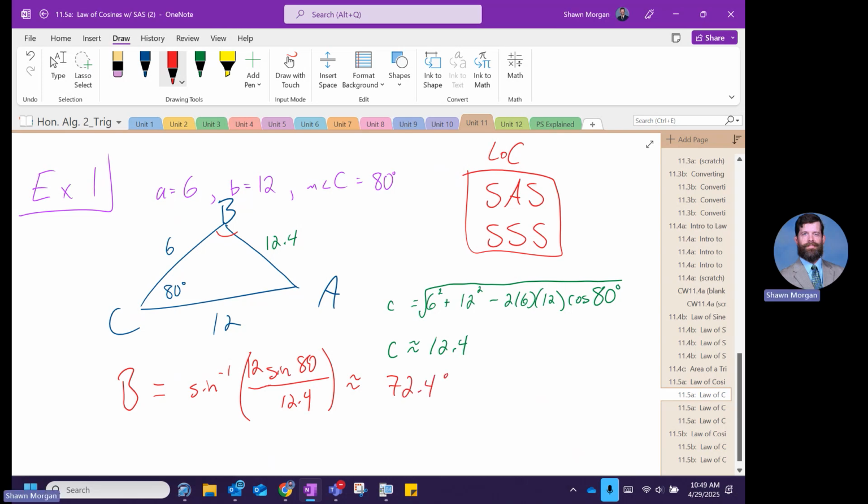72.4 degrees. Now, do I have to fiddle around with anything else as far as law of sines or law of cosines to find big A? Because I now know 2 out of my 3 angles, so we get to do a subtraction from 180. So 180 minus, it looks like 27.6. And there we go. Okay. Find all the sides, all the angles. It's law of cosines.